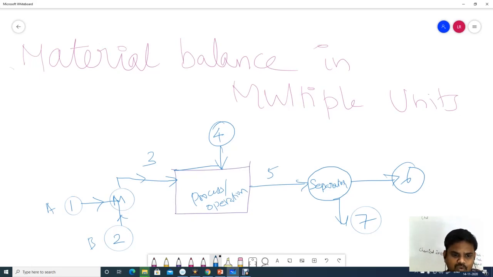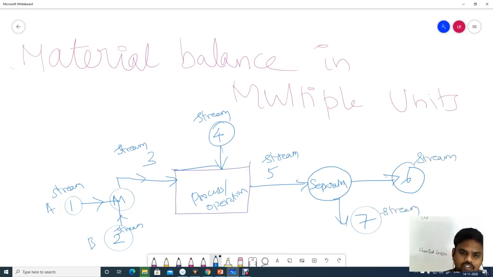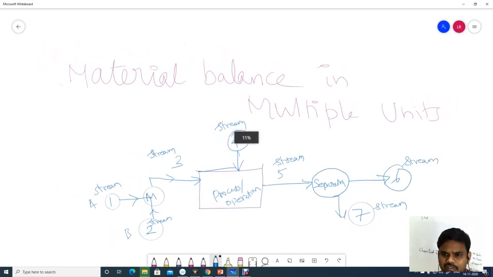Let me say stream 1. So this is stream 1. So this is stream 2. So after mixing we get a stream 3, right? So we have stream 4, we have stream 5, we have stream 6, we have stream 7. So there are 7 different flow rates. Stream 1 is a flow rate of a certain component. Okay, so if you consider this, how to do overall material balance for this system.